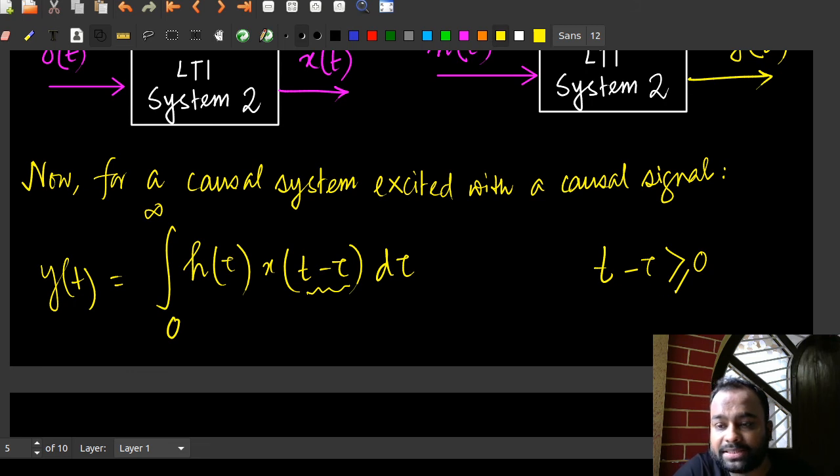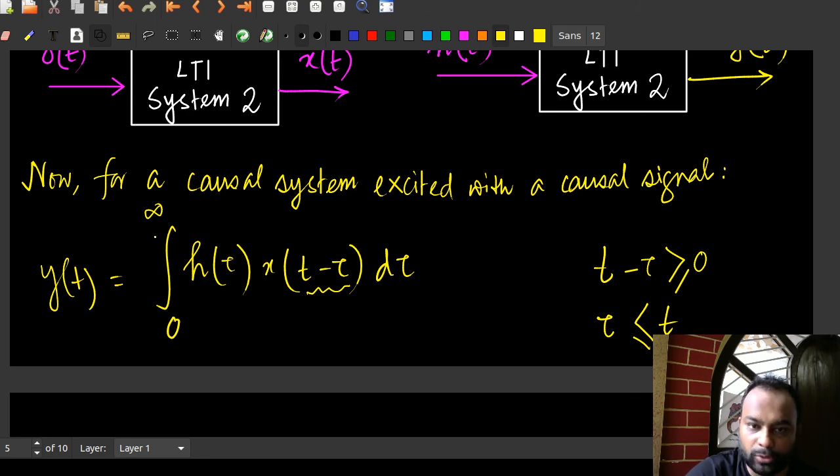Because if t minus tau is less than 0, then again this signal will be 0, because the system is being excited with a causal signal. So my criterion is that tau is less than or equal to t. Going with the integration up to infinity is again useless here. We can simply truncate the integration to t, because if tau is greater than t, this becomes negative, and since x is also a causal signal, that becomes 0.